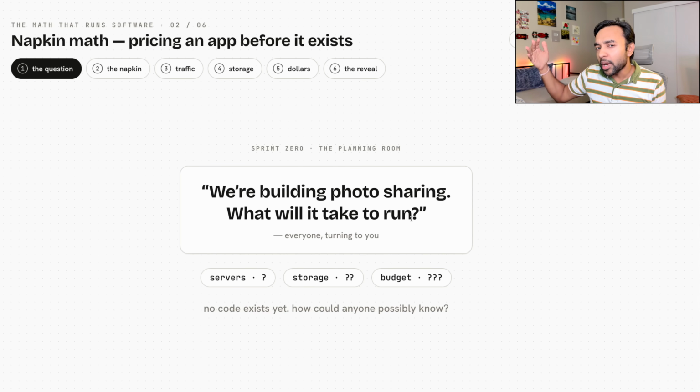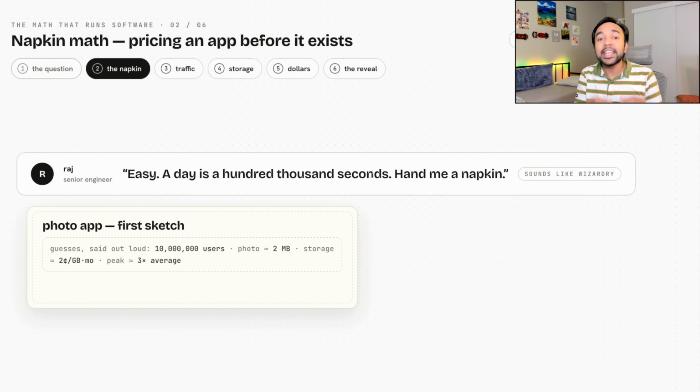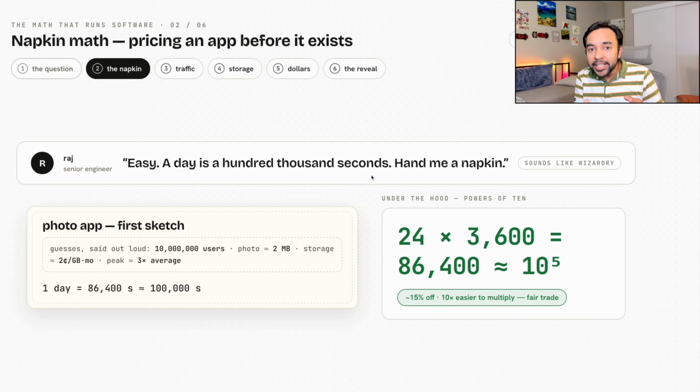Now, top of your mind, a lot of questions can start to come in: how many servers will I need? What kind of storage will I need? What is the budget? So you have to answer all of these questions. And in the engineering world, we call this napkin math. It literally means that you will just try to estimate some of the calculations that will be needed to make this app live.